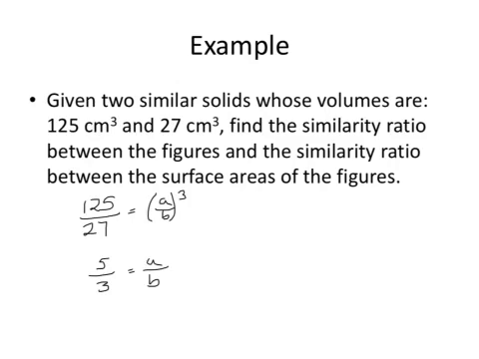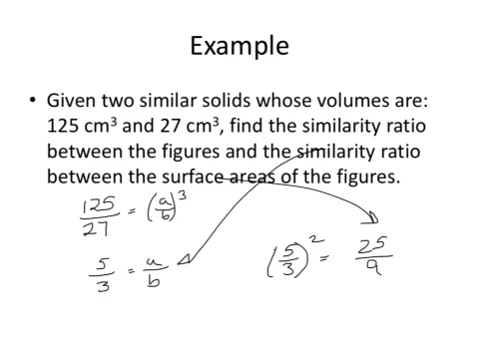Now the similarity ratio between the surface areas of the figures would be 5/3 squared, which would be 25/9. Okay? So that's for the surface areas, and this is the similarity ratio between the figures themselves. And then the volumes have a similarity ratio of 5/3 cubed.